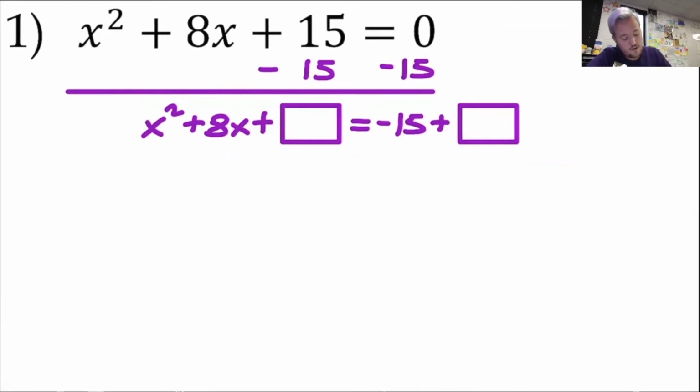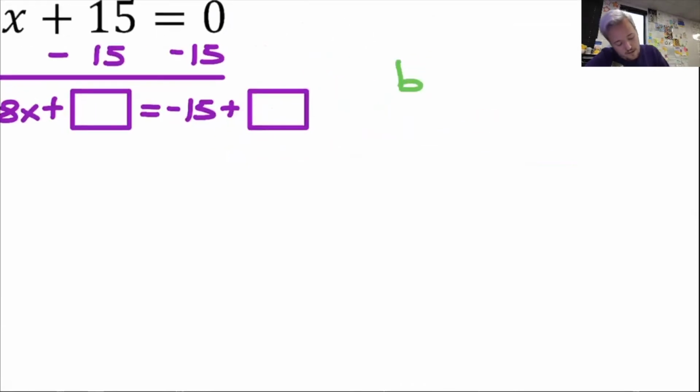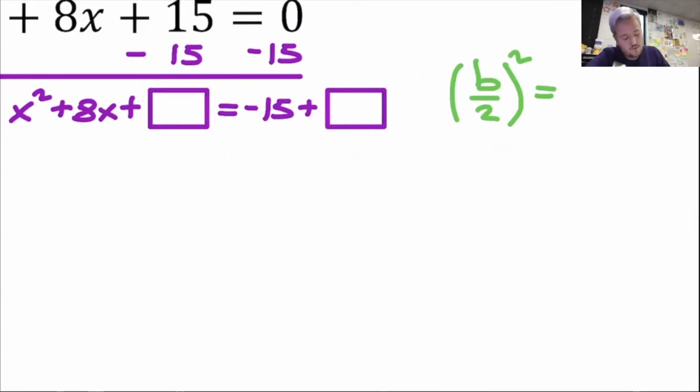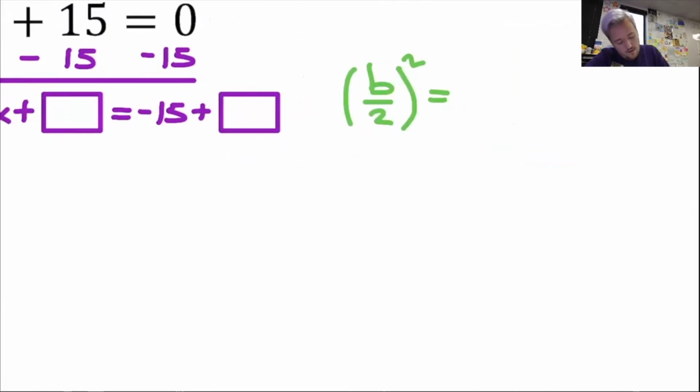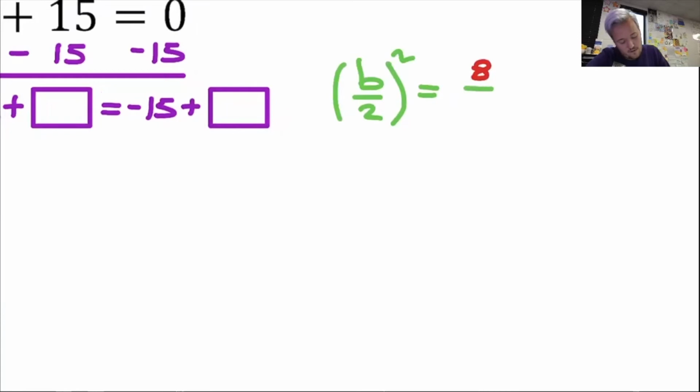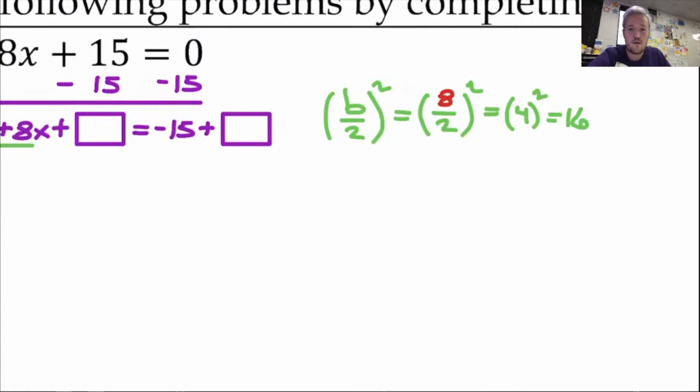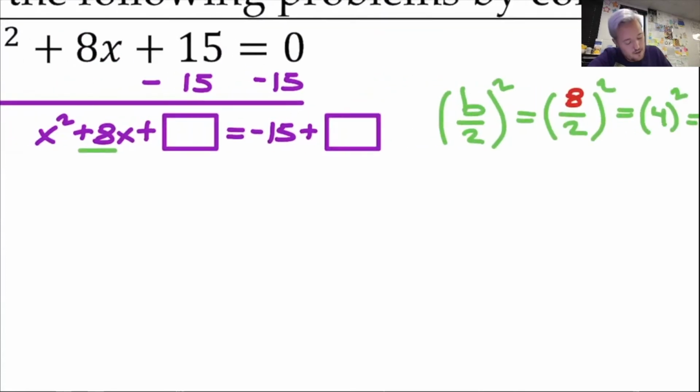So I'm going to go over here to the side, and I want to find b divided by 2 squared. So my b value is going to be that positive 8. So I'm going to have positive 8 divided by 2 squared. So 8 divided by 2 is going to give you 4. So 4 squared, which is then going to give you 16. So 16 is what is going to go inside these boxes right here.